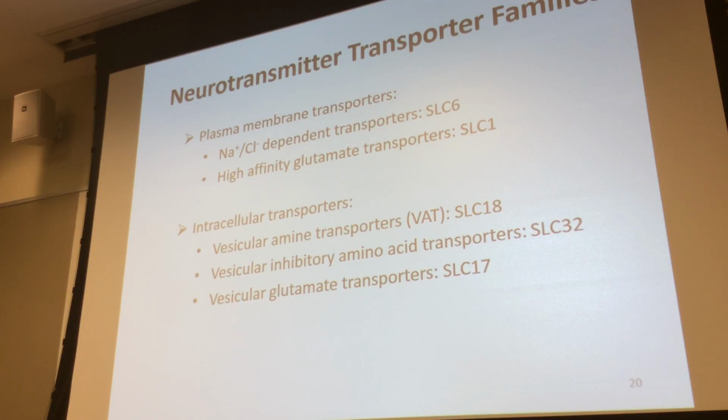For the intracellular transporters, there are vesicular monoamine transporters, VMAT 1 and 2. There's a vesicular inhibitory amino acid transporter, we're not going to talk about it today, and also the vesicular glutamate transporter. For the plasma membrane transporter, we're going to focus on SLC6. For the intracellular transporter, we're going to focus on vesicular monoamine transporters.